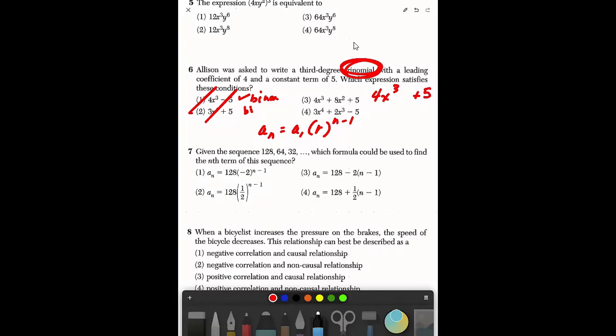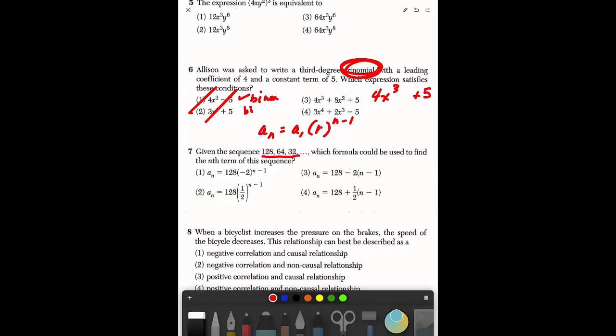All right, I'm going to do question number 7 from the June 2026 Algebra 1 Regents exam. It's a geometric sequence, and the reason that I know it's a geometric sequence is you can see that it isn't going down by the same amount. It's going down by 64, then it goes down by 32.